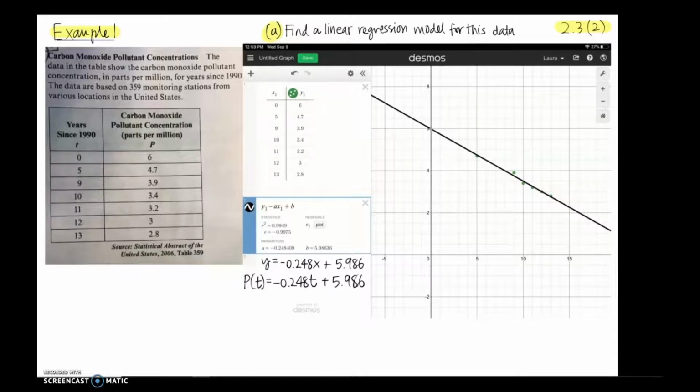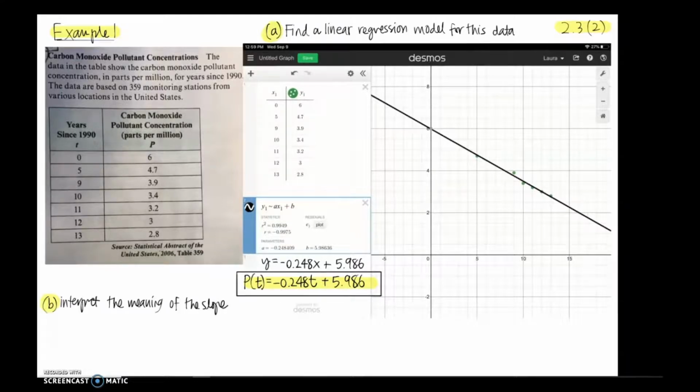And this is it. This is the linear regression model. And with it, we are able to answer a whole series of questions. But we've done the thing that they asked us to do first. We found the linear regression model. The next thing that we may be asked to do is to interpret the slope of this model. And here's the slope right here.